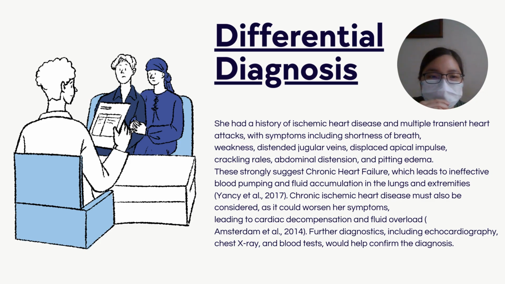In this slide, the differential diagnosis will be discussed with the patient's symptoms and medical history. Chronic heart failure is our top diagnosis as she had a history of ischemic heart disease and multiple small heart attacks, and the symptoms are shortness of breath, weakness, and swollen veins, where the heart isn't pumping blood effectively. Chronic ischemic heart disease could be exacerbating these symptoms, leading to more serious complications, and further diagnostic tests will need to be discussed.